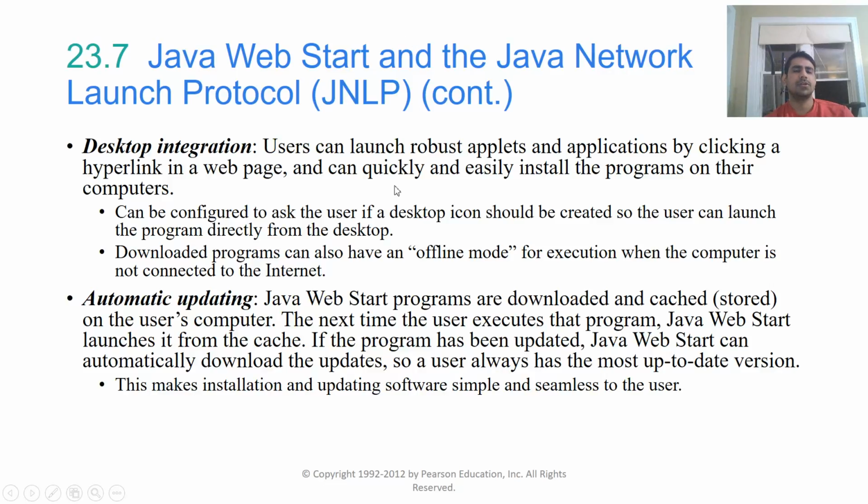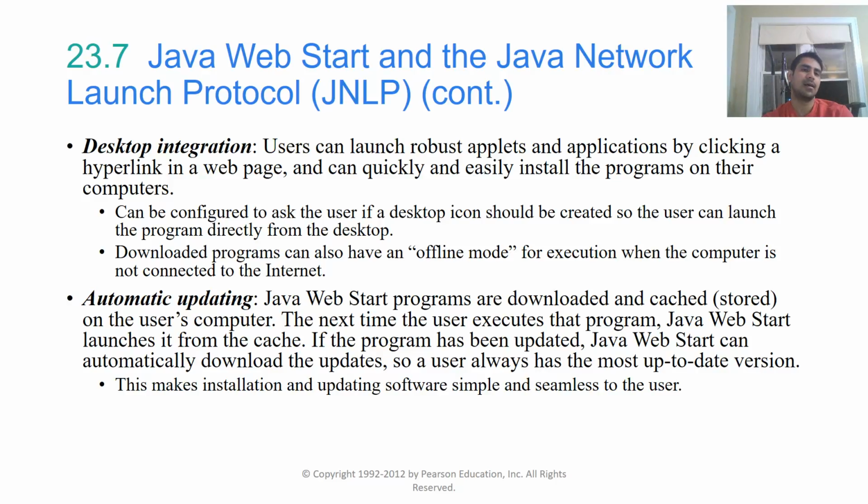Now this is a continuation of Java Web Start and the Java Network Launch Protocol. What is desktop integration? Integration means integrating something at the user level, so this is known as desktop integration. Moreover, we can check the proper definition. Users can launch robust applets and applications by clicking a hyperlink in a web page and can quickly and easily install the programs on their computer.